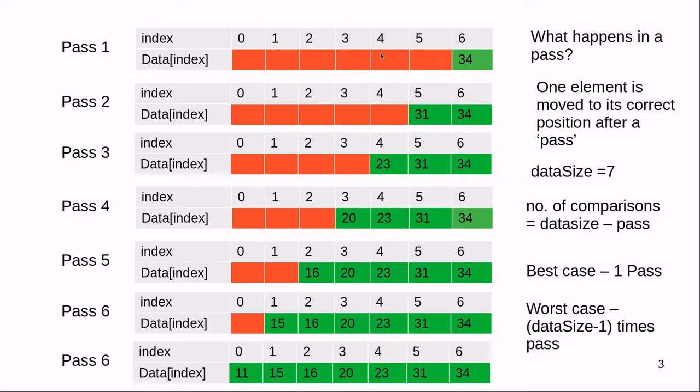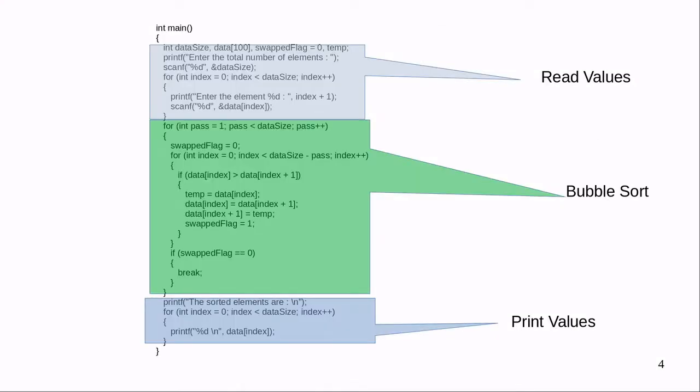And let's also see what's the worst case. The data size, the number of elements, is 7. We will actually have 6 passes. So in this example, what we have shown here is the worst case. With all this in mind, let's see how the program works.